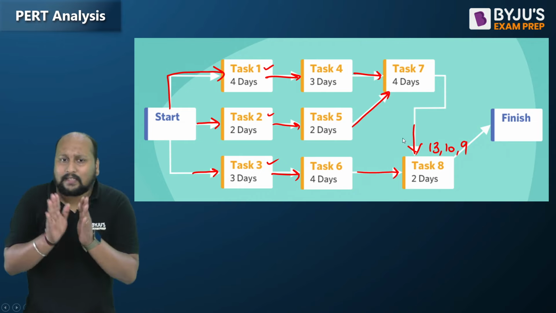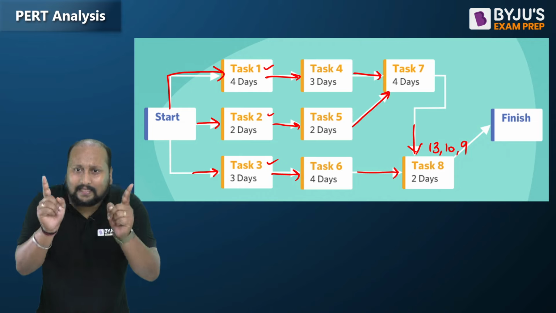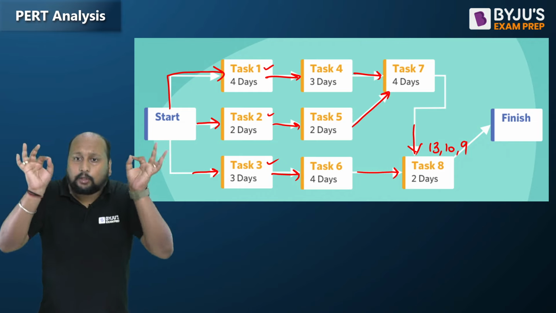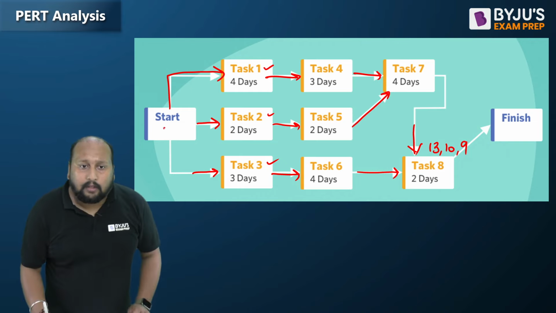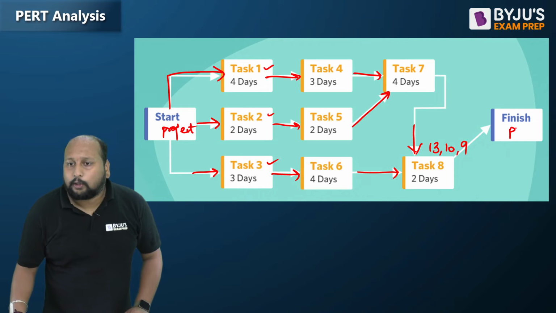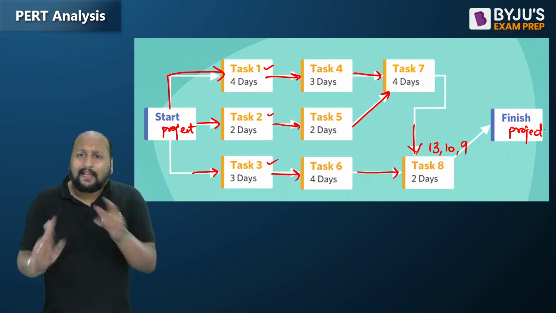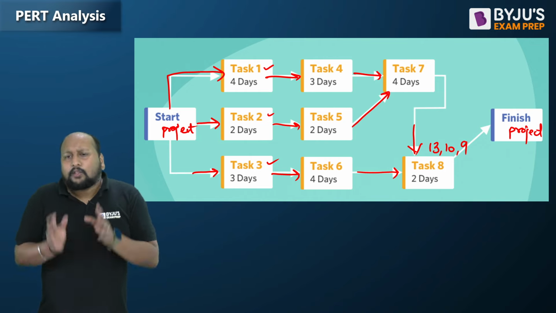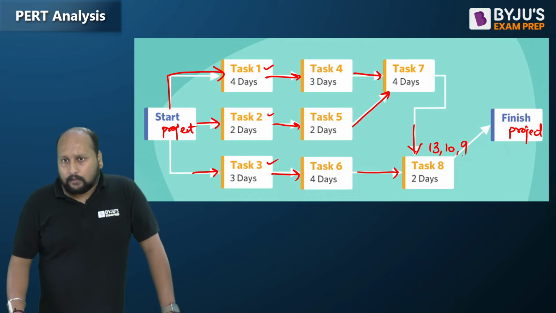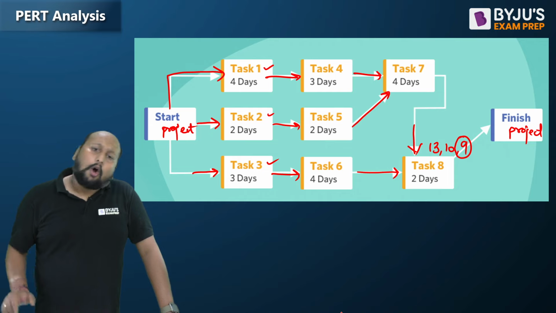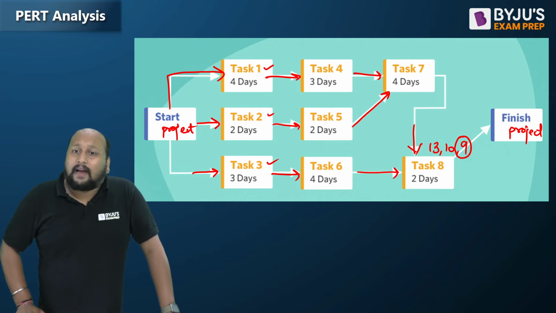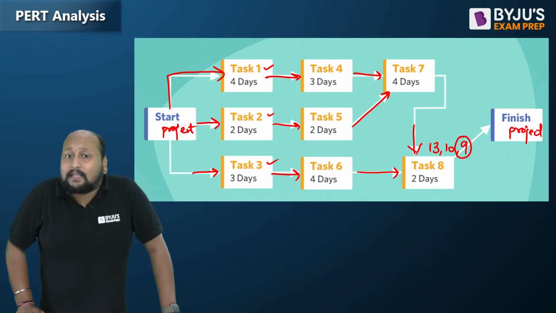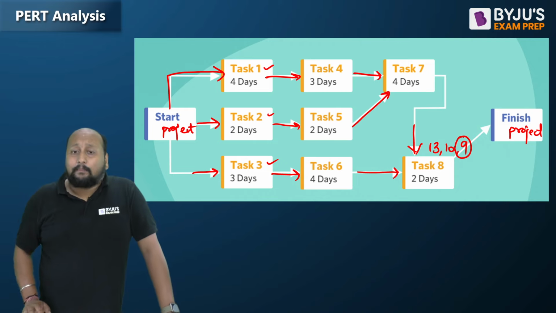Because, let us take one example. I can only say that the project is completed if I say this is the start of the project and this is the end of the project, that means the project is completed when all the activities are completed. Then only I can say that the project is completed, right? So let us suppose I'm taking 9 days. In 9 days, can I surely say all the 8 tasks will be completed? My answer is no. In 9 days, I won't be able to complete all the tasks.